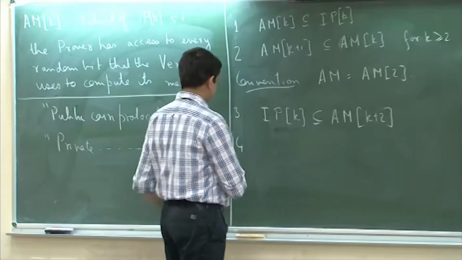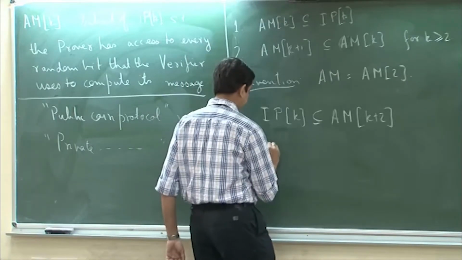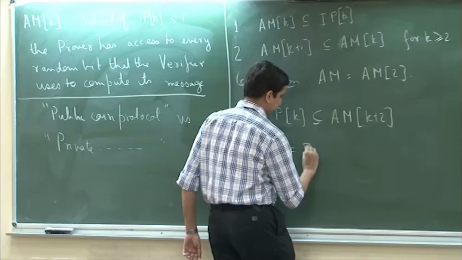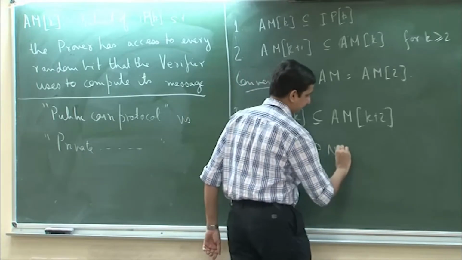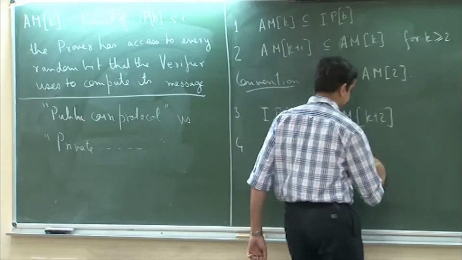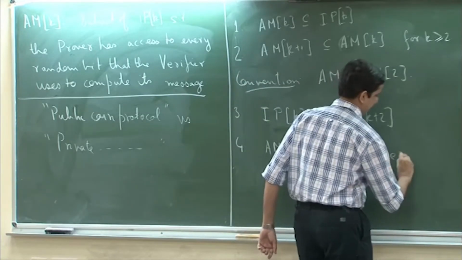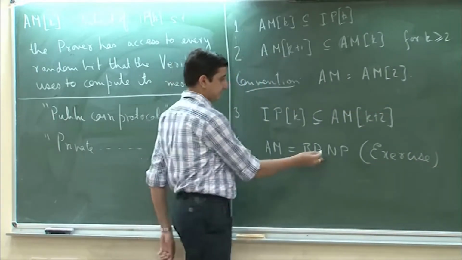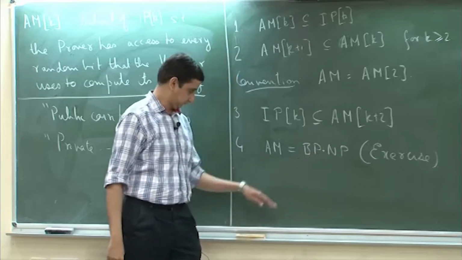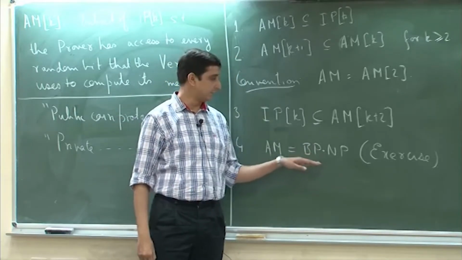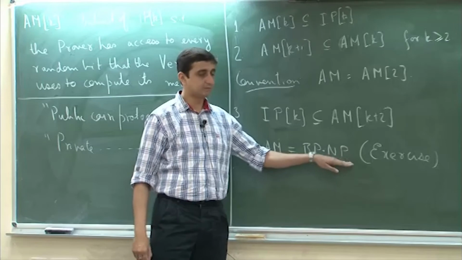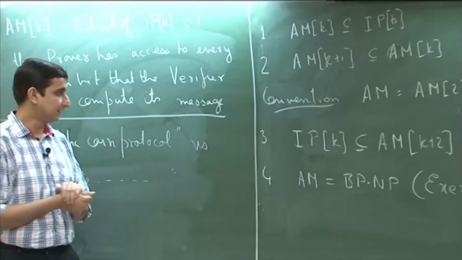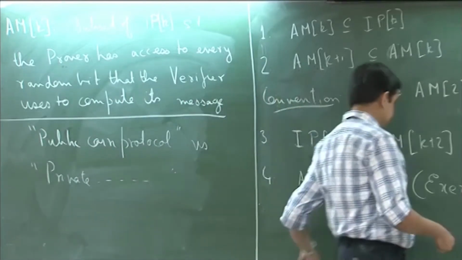What is also known is that AM is equal to this class BP dot NP. I will leave this as an exercise. Recall what the definition of this class was: it is a BP operator prefixed to the complexity class NP. Just try this as an exercise.